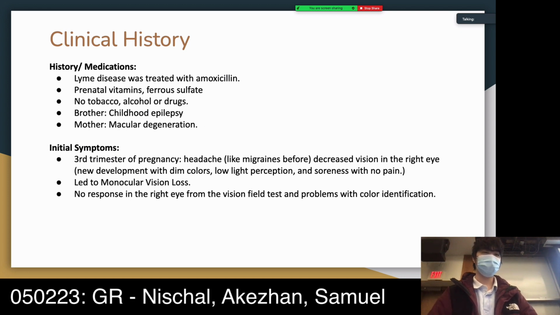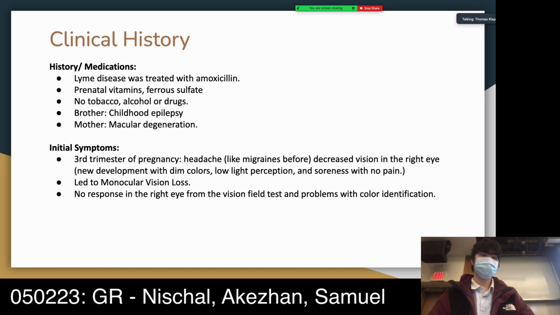So our patient, a 30-year-old pregnant woman, has had a history of Lyme disease that was treated with amoxicillin, which is a medicine commonly used for the beginning stages of Lyme disease. She also had extra medications, including prenatal vitamins and ferrous sulfate. She has had no history of using tobacco, alcohol, or drugs. In terms of family history, her brother has had childhood epilepsy, and her mother has had macular degeneration.